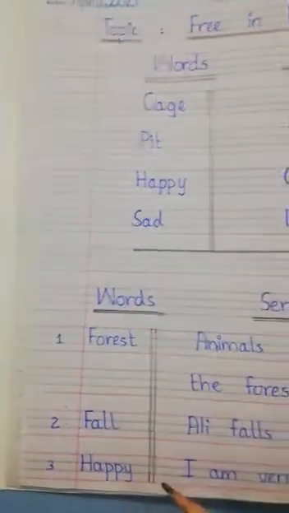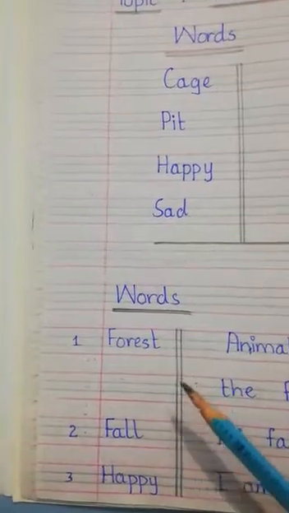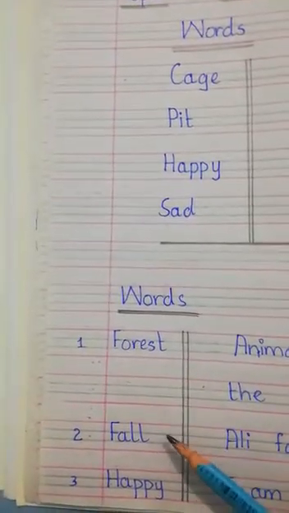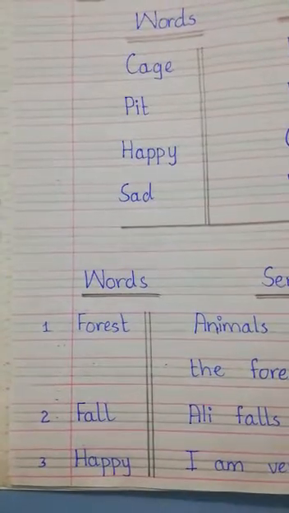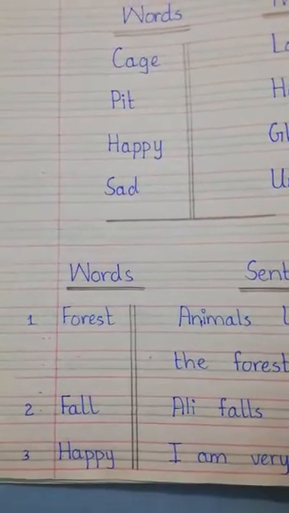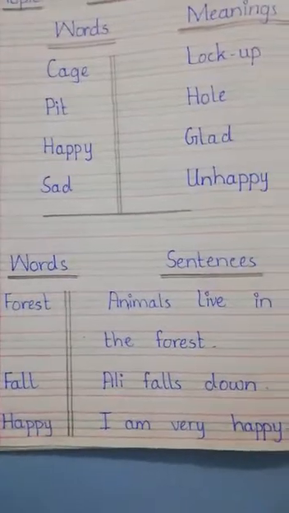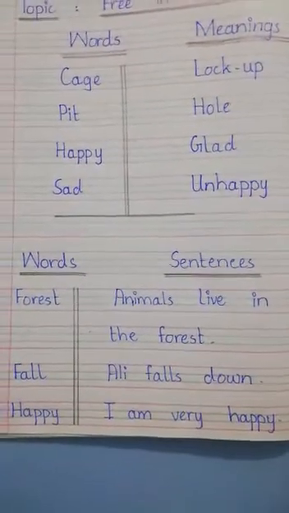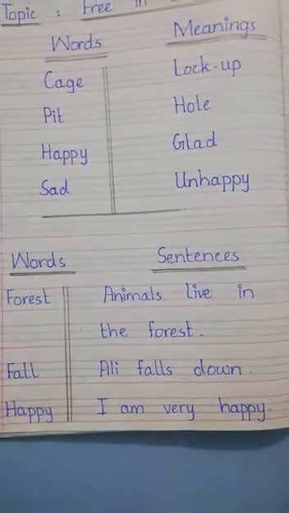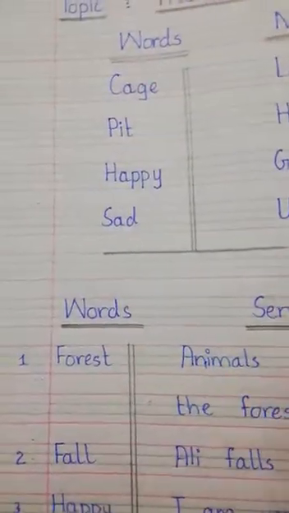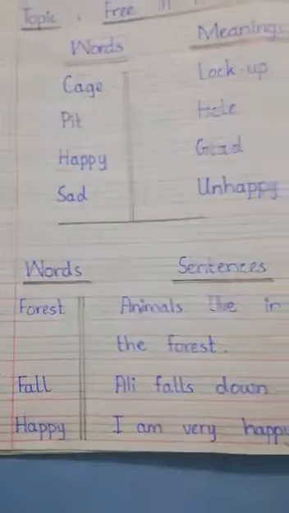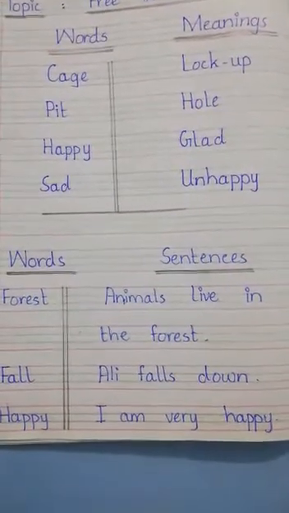Now we will do some word sentences. Here are some words for you. How many words? We will count them. 1, 2, 3. How many words? 3 words. Here we have 3 words and we have to make sentences. What we have to do? We have to make sentences. Very good. Your number 1 word is forest.